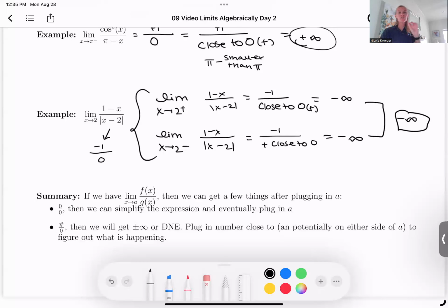Okay. So notice that when we get a number divided by 0, we have 3 possible answers. We either get does not exist or plus or minus infinity. The does not exist is the case where the left and the right hand limits were not equal to each other. Okay. In the cases where when we plugged in a number and we got 0 over 0, that was when we simplified. Okay. So these are really how we deal with limits algebraically. It's not terrible. You just have to understand how it all works.